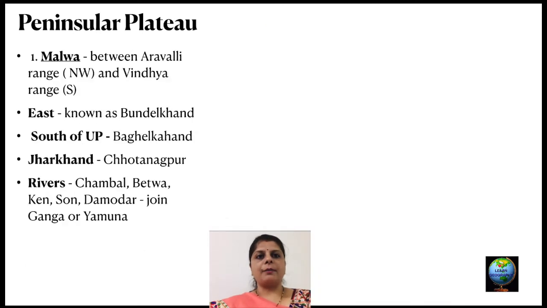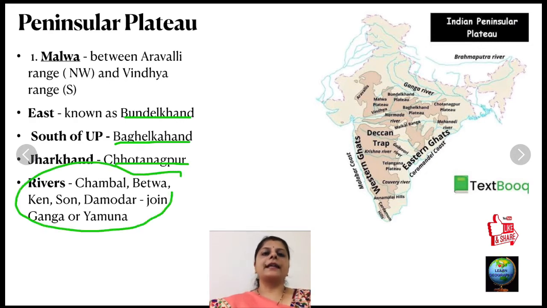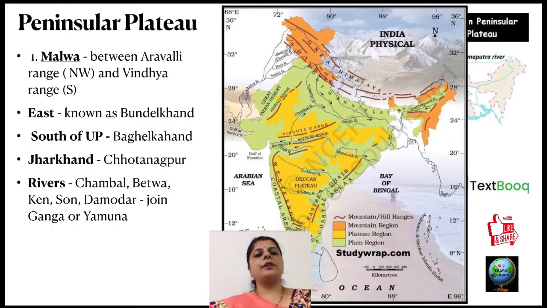So first, Malwa Plateau. It is located between the Aravalli range in the northwest and the Vindhya range in the south. The eastern part of this plateau is known as Bundelkhand, and in the south it is known as Baghelkhand. In Jharkhand it is known as Chota Nagpur Plateau. Rivers like Chambal, Betwa, Ken, Son, Damodar, all these rivers join the Ganga or Yamuna in this region.